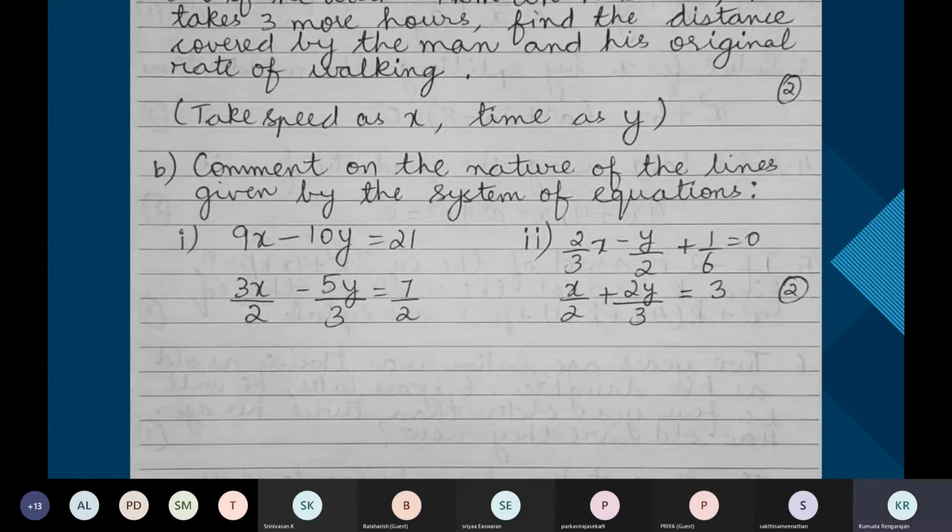Please write down the question, work it, and we'll see the answer. Also be ready with your graph book or graph sheets, children. Next up is graph.